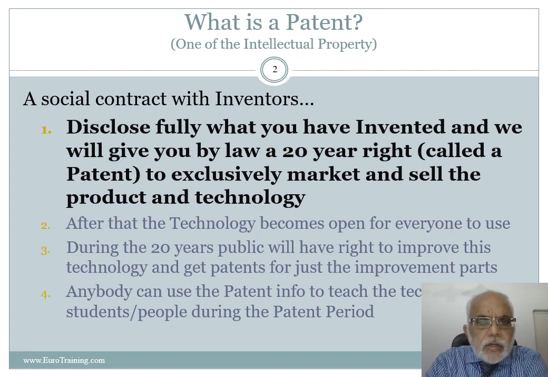So the inventor discloses his invention fully. By fully we mean to a sufficient level of detail that an expert in this field should be able to put the invention in practice. And in exchange for such disclosure, the inventor is given a 20-year exclusive right called the patent.